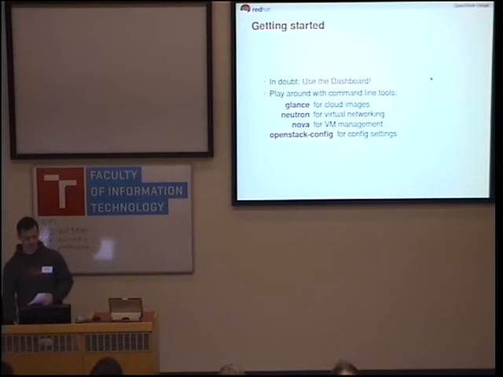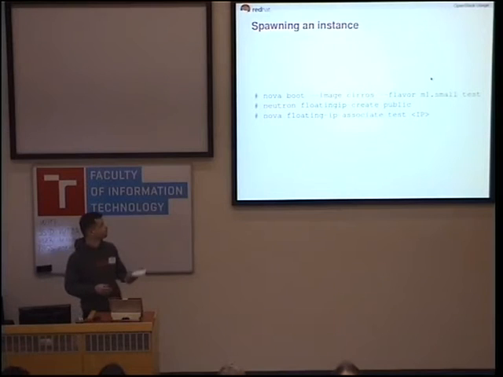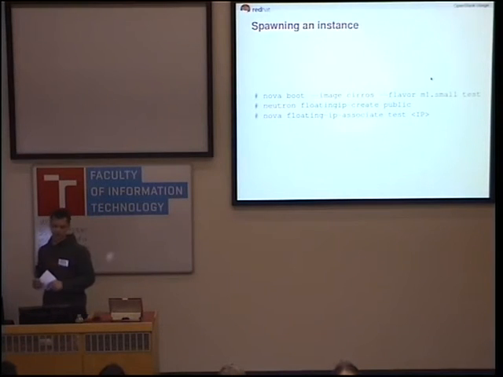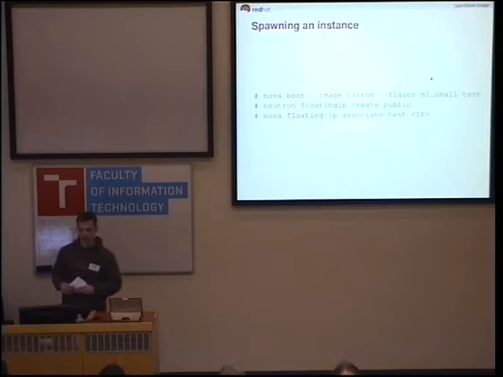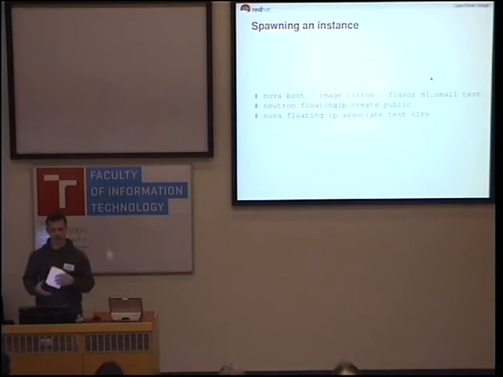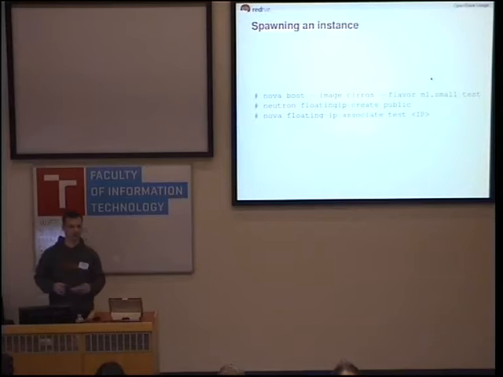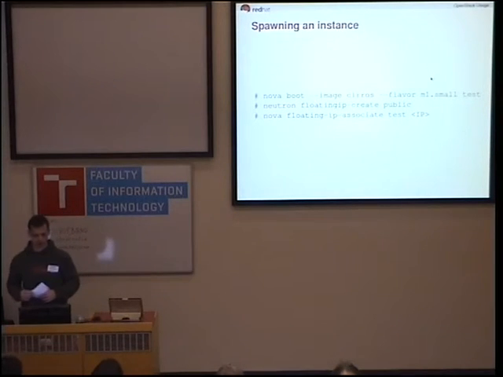Okay, so I have two examples for command line usage. This is how to spawn an image. Basically, it's just the first command, but every instance should have a floating IP, so it can be addressed from the outside world. Otherwise, it will just get a private IP and it's not addressable. Sadly, not everything is as easy as this.